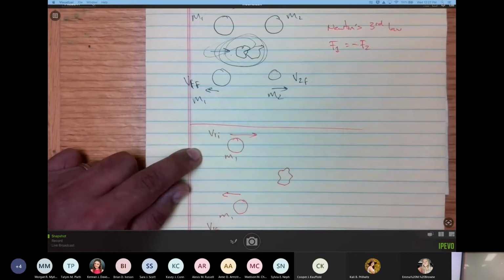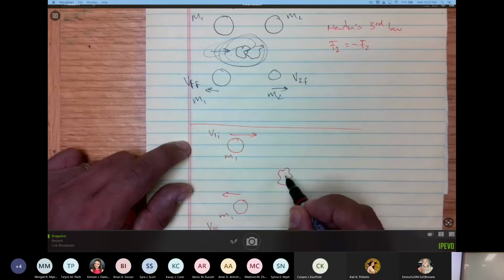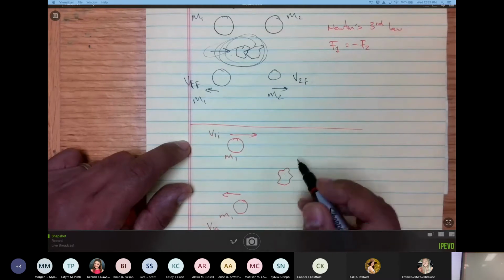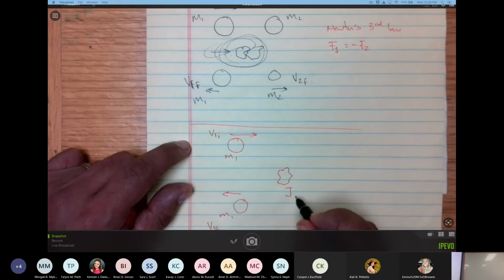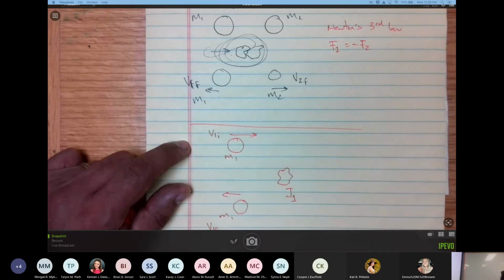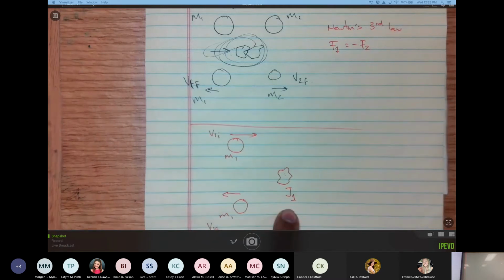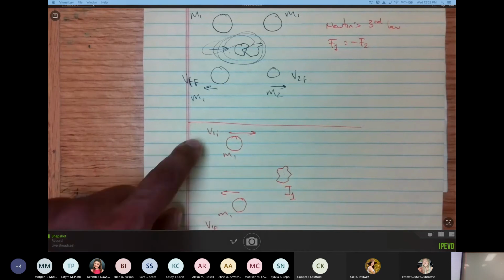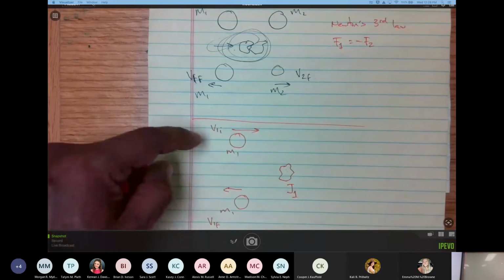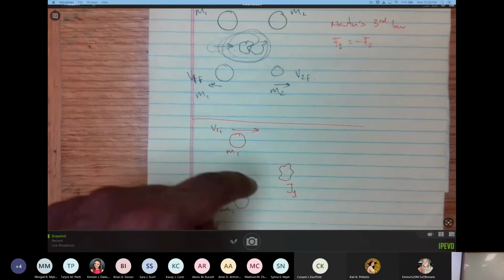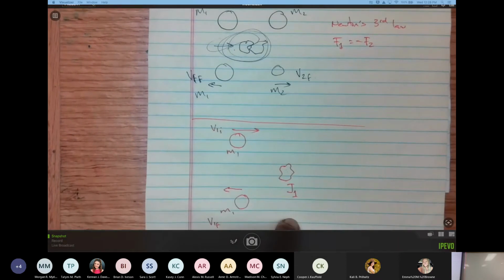I know that here there's going to be an impulse, and I'm going to call it impulse one. I don't know anything about that impulse. I don't know the magnitude, I don't know the amount of the forces, I don't know how fast or how slow that collision is, but I know that there's going to be an impulse. And I know that because the velocity changed. If there's a change in velocity, if there's a change in momentum, there has to be an impulse.